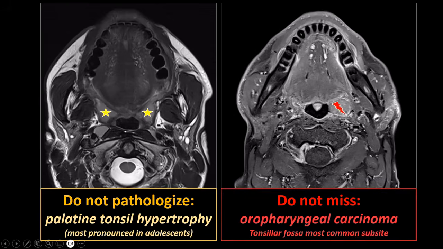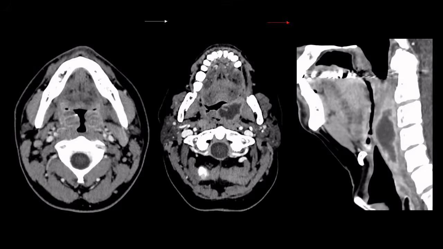And of course, there's a clear difference with oropharyngeal carcinoma, a tumor that we will not see in children, but in adults, generally adults who have a drinking problem and who smoke. And in that case, the tumor or the abnormality will be asymmetrical. And keep in mind that the tonsillar fossa is the most common subsite for oropharyngeal carcinomas. So just like the Rosenmüller fossa in the nasopharynx is the predilection site for nasopharyngeal carcinomas, the tonsillar fossa is the most frequent site for oropharyngeal carcinomas.